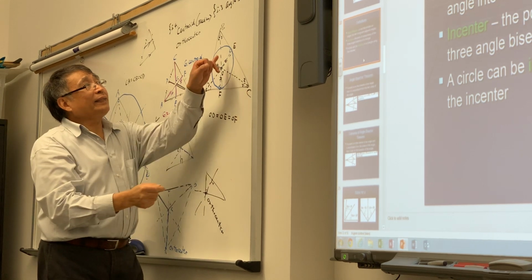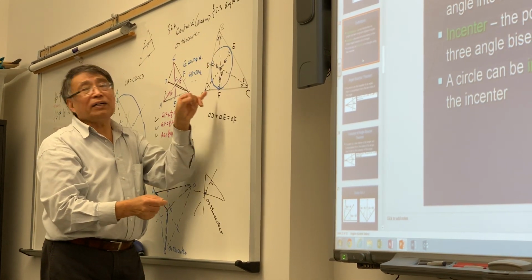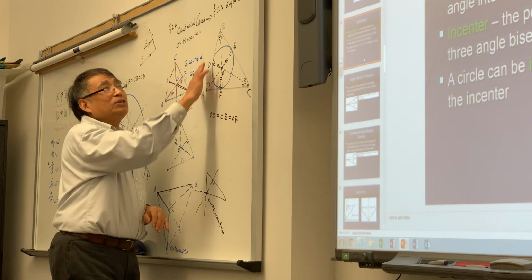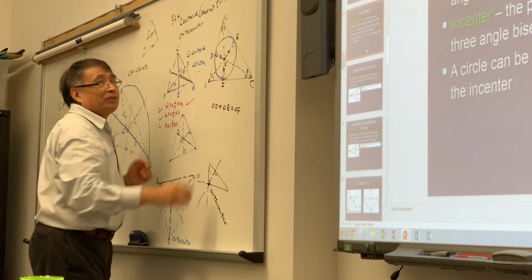In a triangle, the circle is tangent to E, D, and F. Tangent. So this one is inside of the triangle, and this one is outside of the triangle.